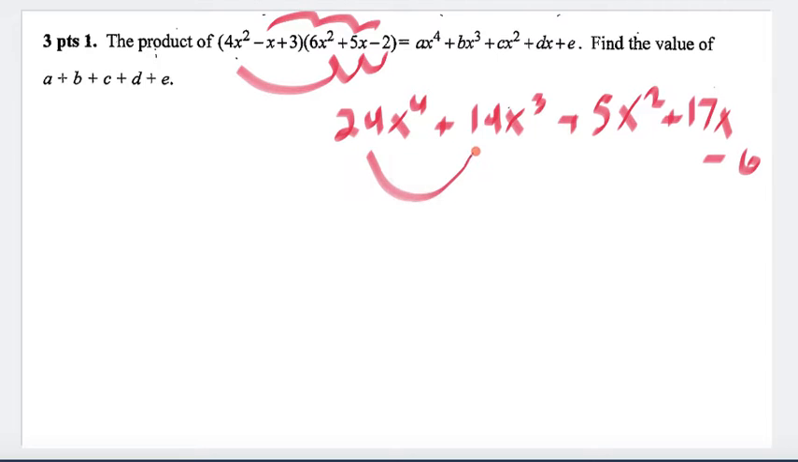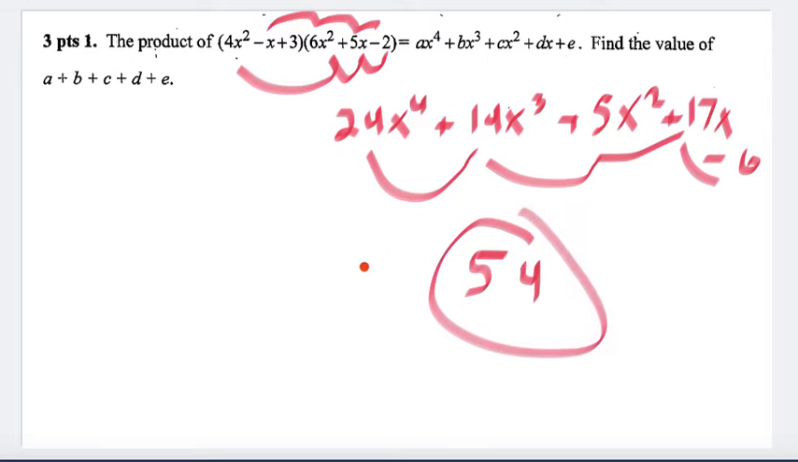So you've got to go 24 plus 14 is 38. 38 and 5 is 43. 43 and 17 is 60. 60 minus 6 is 54. Did I do that right? 24 and 14 is 38. 38 and 5 is 43. Yeah, 60. 60 minus 6 is 54. Kind of lost track there.